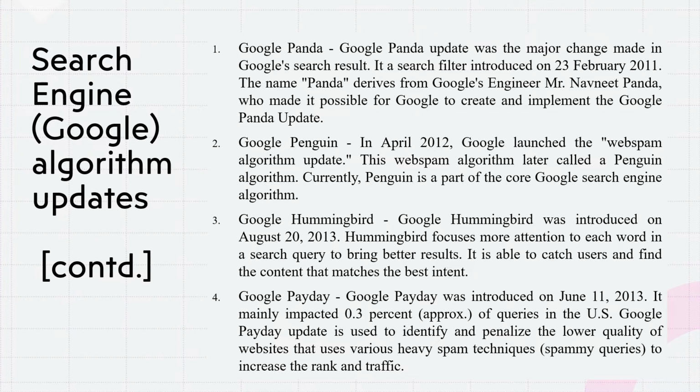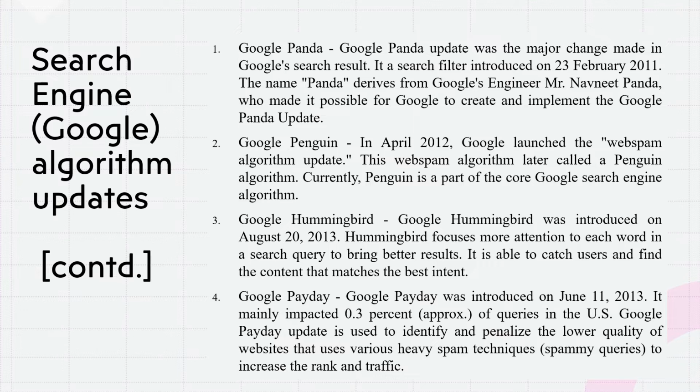Second is Google Penguin. In April 2012, Google launched the Web Spam Algorithm update. This Web Spam algorithm was later called the Penguin algorithm. Currently, Penguin is a part of the core Google search algorithm. It is mainly designed to target link spam, manipulative link building practices, as well as web pages scoring when crawled and indexed, which are analyzed by Google.